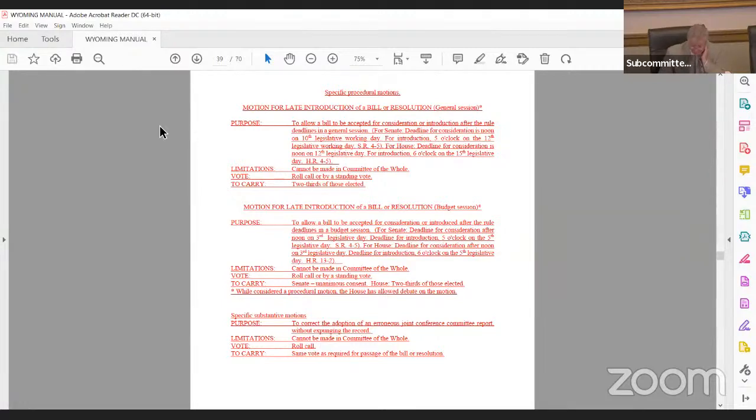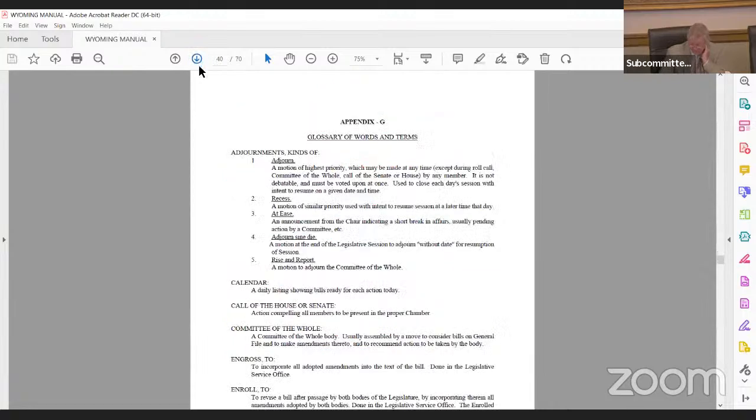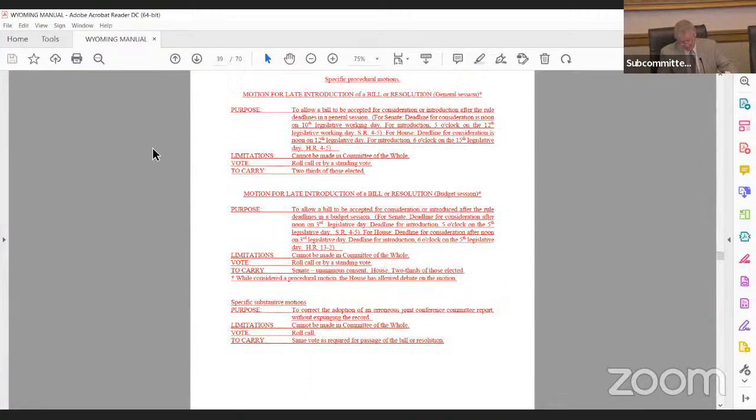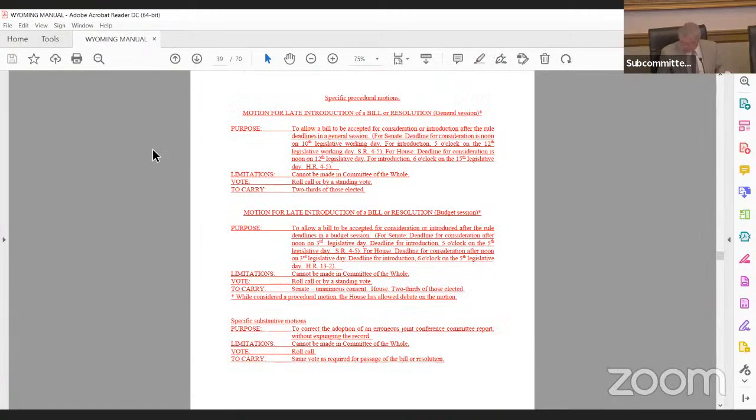F3, motion for late introduction of the bill, same exact thing. This is for the budget session versus the general session. You have an amendment on page 3 of your amendments. It's the same thing. Instead of an abbreviated version of the rule, it really just spells out the rule completely.